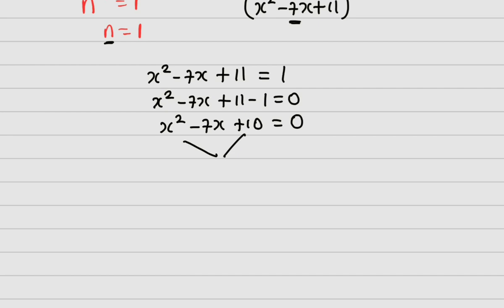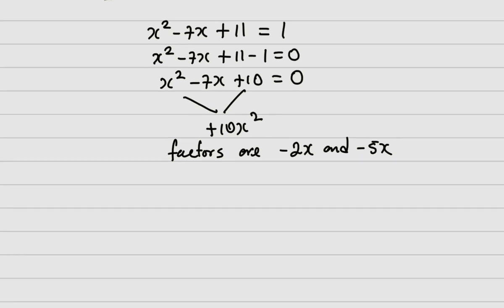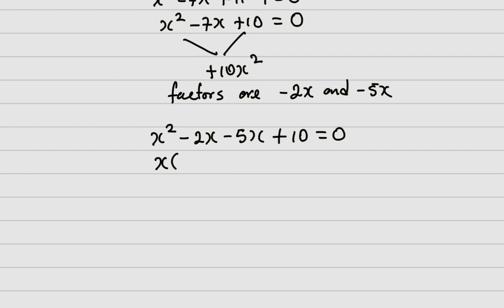By factorization. When you multiply the two extreme terms, I'm going to have plus 10x squared. So we need factors of 10x squared that will add up to give minus 7. The factors are, I think, minus 2x and minus 5x. So I'll now replace it: x squared, instead of minus 7x, I'm going to have minus 2x minus 5x, then plus 10 is equal to 0. So this is x into x minus 2, then this is minus 5 into x minus 2 is equal to 0.